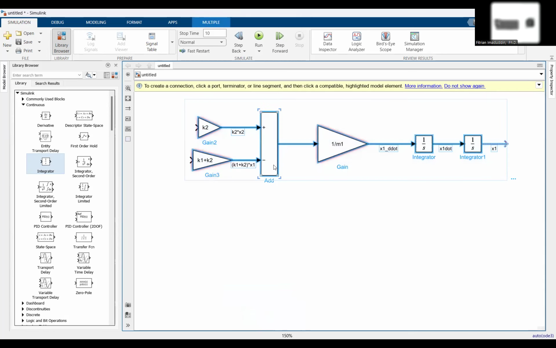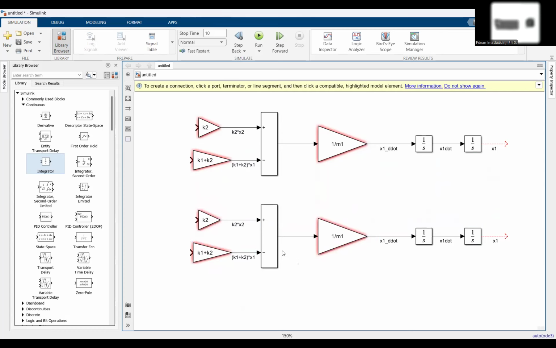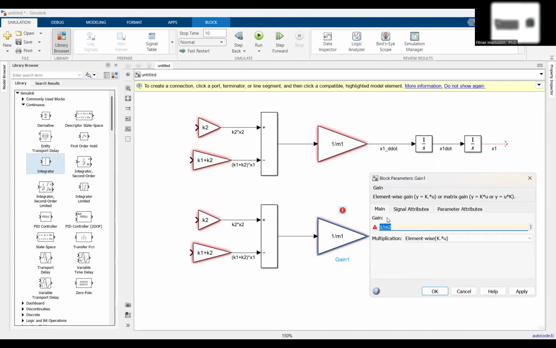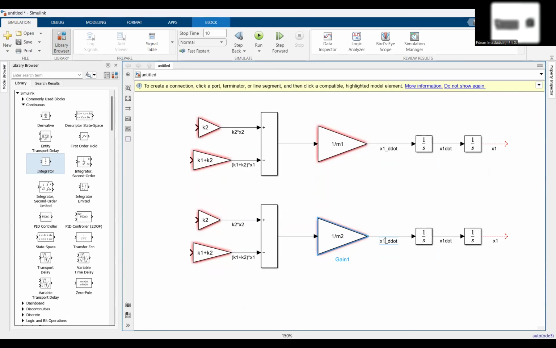I'm going to remove this to make it faster. I just want to copy this. You can do that really fast by blocking and right-click dragging. You don't need to copy and paste. Now I need to convert this into 1 over m2, and then this has been changed to x2. This is a label anyway, so it doesn't affect anything. This is still k2 x1, but the second one is going to be k2 plus k3 multiplied by x2. The gain is k2 plus k3.